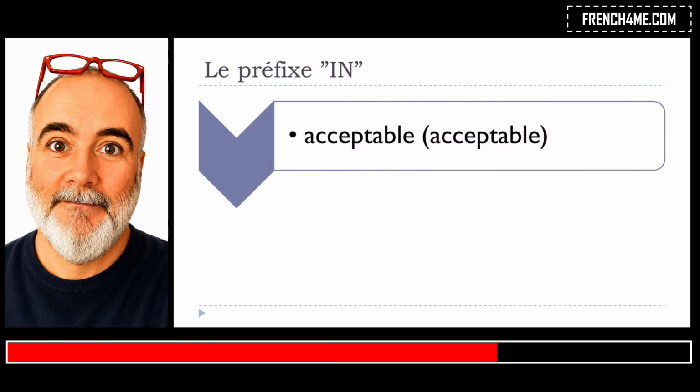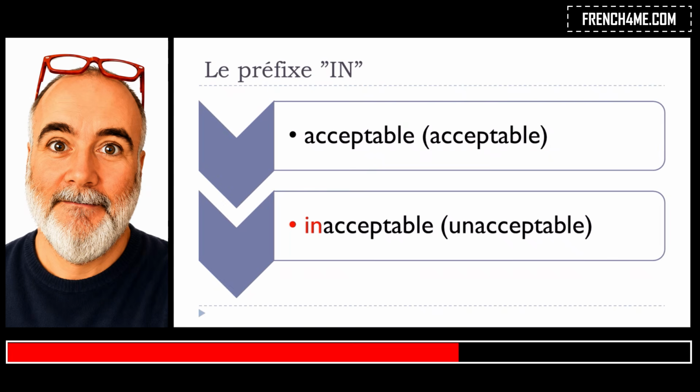Okay, so let's see a few examples now. And the first one is acceptable. Okay, acceptable. You will have the translation here in English, and it's not that difficult in that case. If you want to express this privé de or sans, without or less, then you add this IN at the beginning of your word, and you get inacceptable. Okay, acceptable, inacceptable.